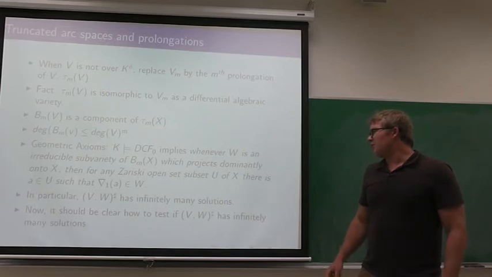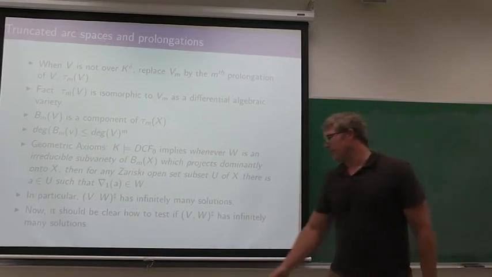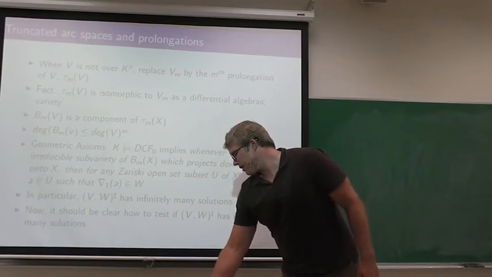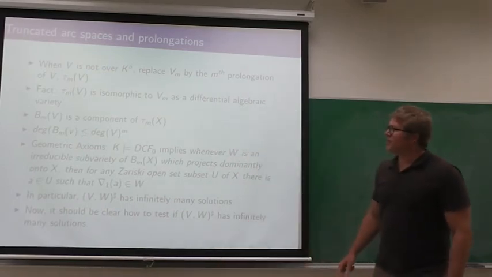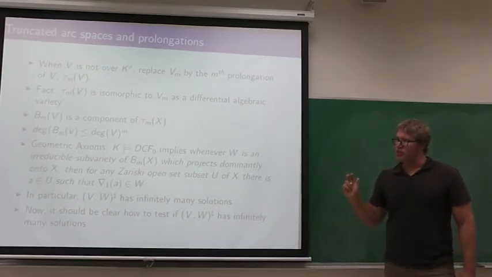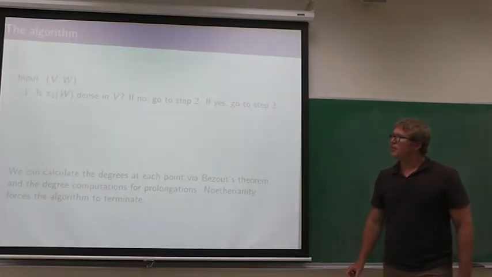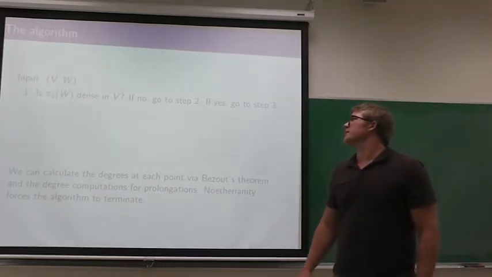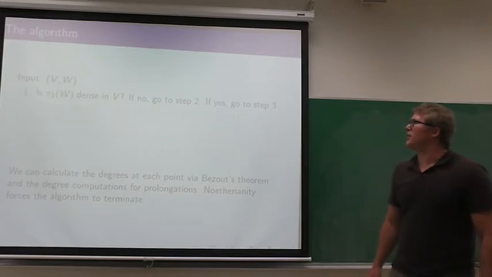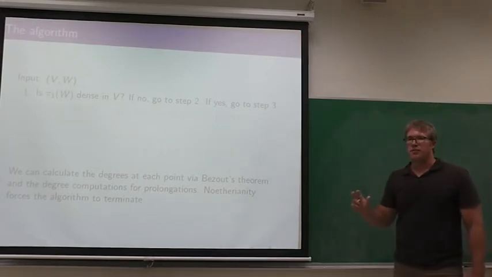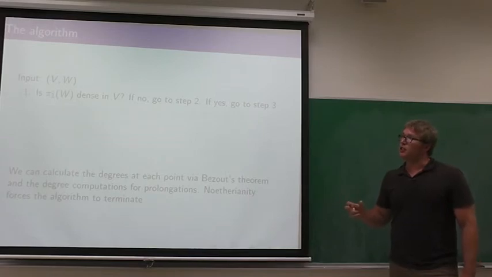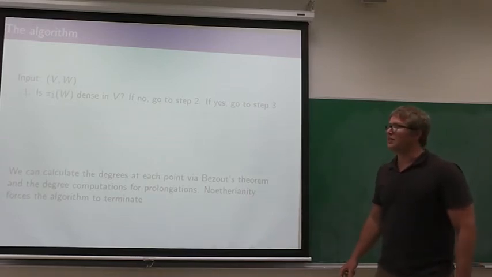So now the algorithm itself, or the strategy, is, I think, at least somewhat clear. You check if this W projects dominantly onto the base. If it doesn't project dominantly onto the base, then you do something else. And if it does, you're done, and you just have to check if V is a finite dimensional variety, which is easy.